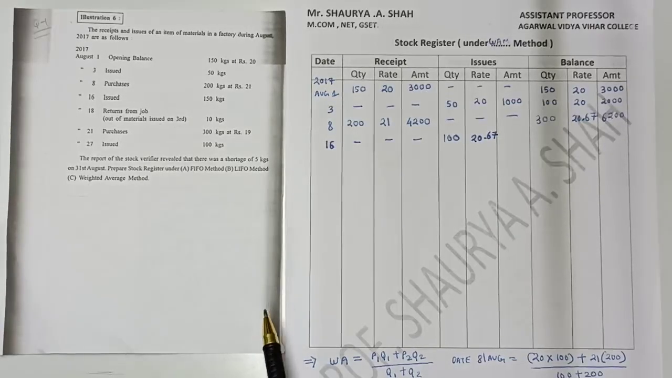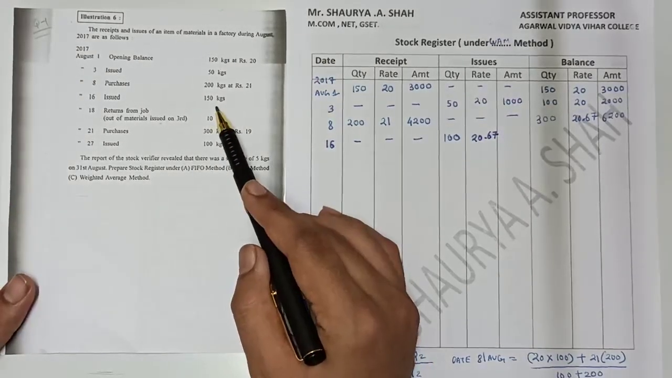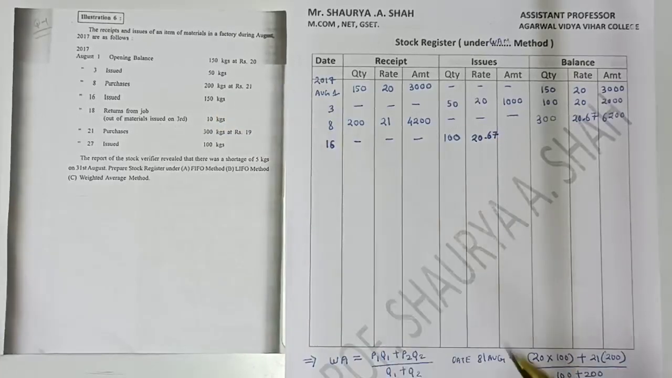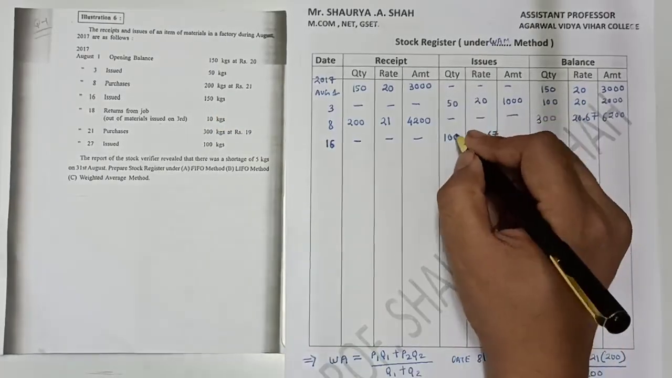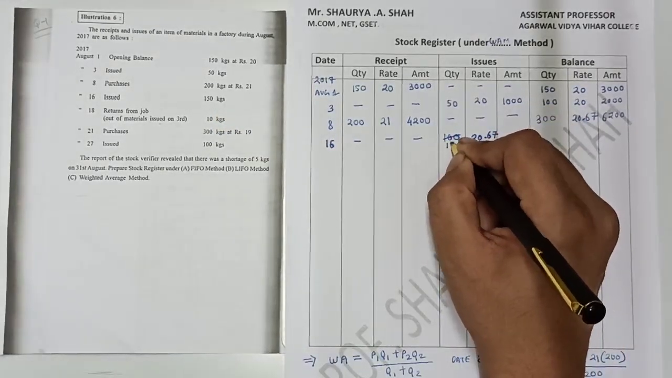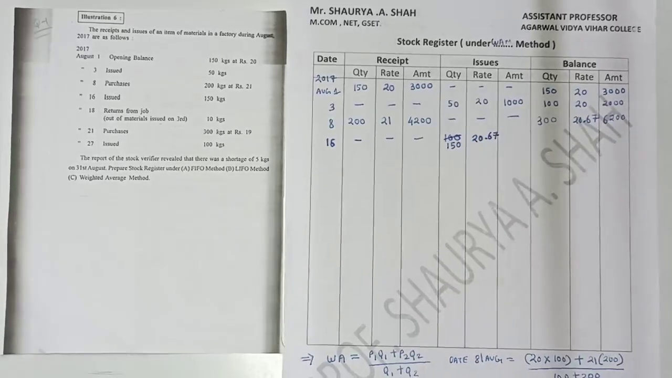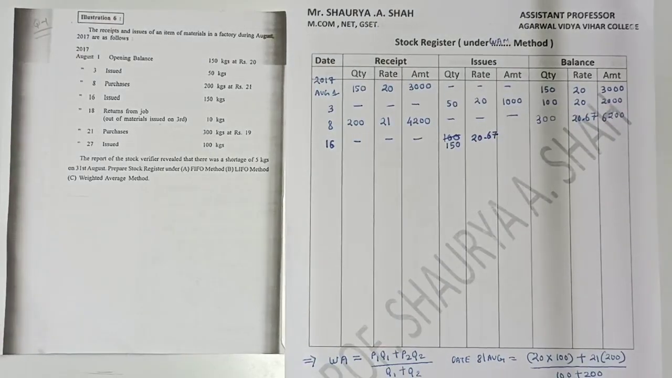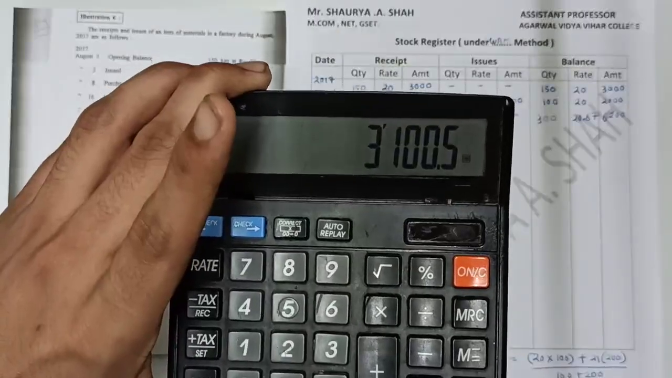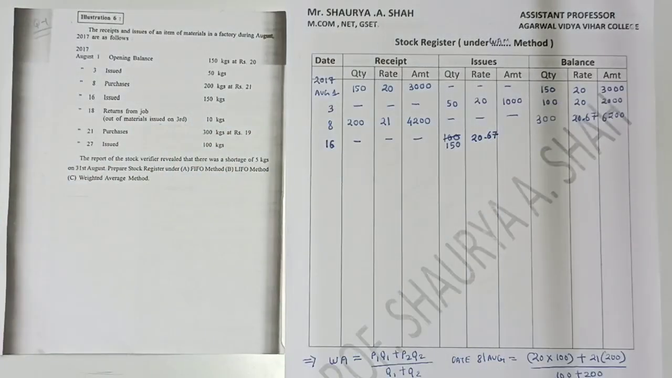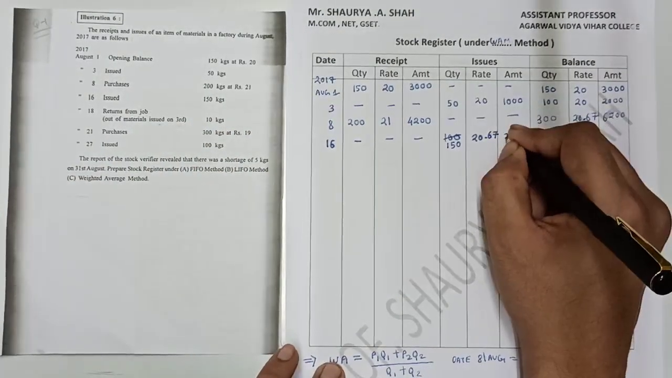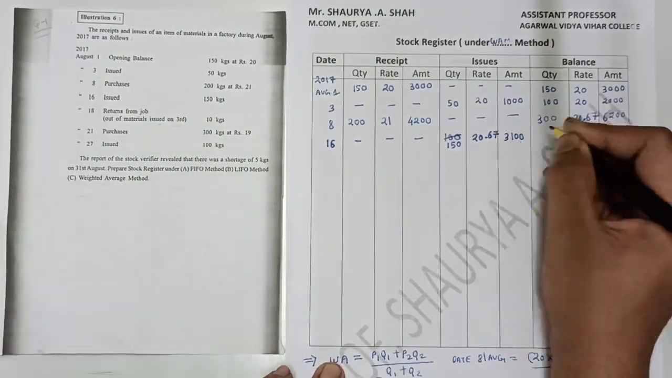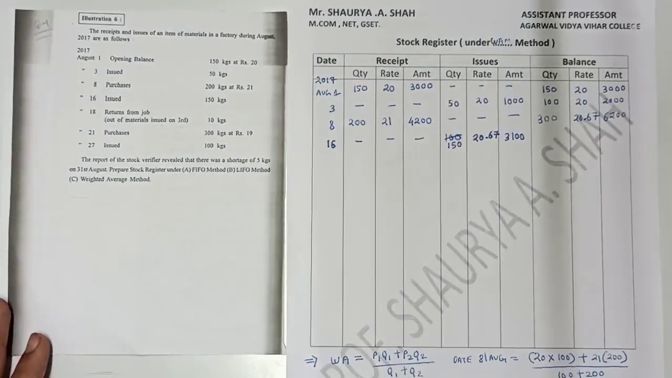Just a second. Please check. On 16th of August, the quantity is 150, not 100, right? So it is my mistake. I'll write down here 150. So 150 into 20.67 gives me 3100.5, right? So we'll take 3100 as amount, just round it off to the nearest zero, right, as it is.